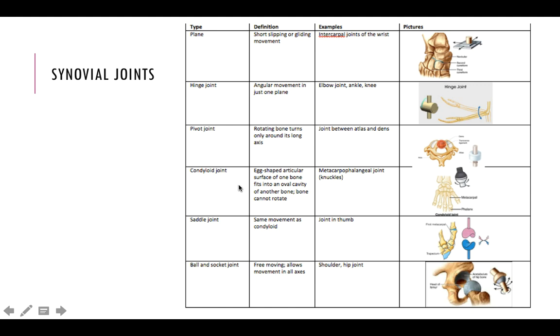Okay, condyloid joint. This is probably the most misunderstood joint of all that you'll learn. An example is going to be your knuckle area, where your metacarpals meet your fingers. They need a little bit more movement than the plane joints, the intercarpal joints, so they're going to be condyloid joints.